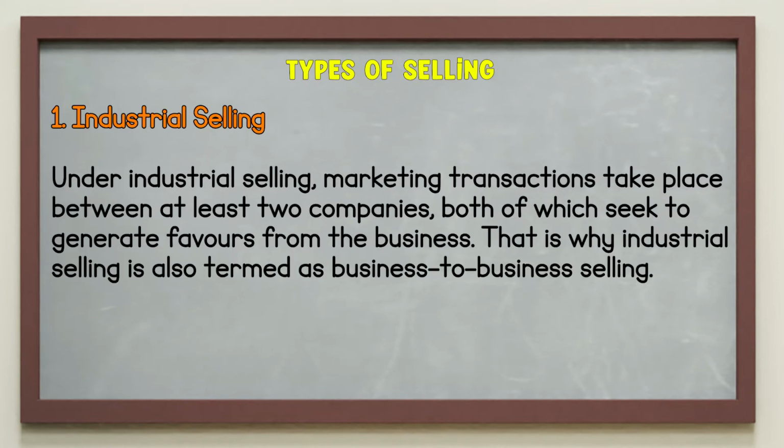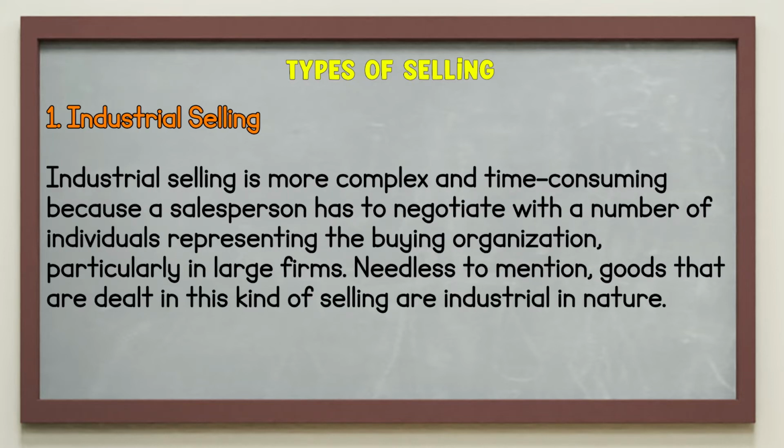Type 1. Industrial selling. Under industrial selling, marketing transactions take place between at least 2 companies, both of which seek to generate favors from the business. That is why industrial selling is also termed as business-to-business selling. Industrial selling is more complex and time-consuming because a salesperson has to negotiate with a number of individuals representing the buying organization, particularly in large firms.